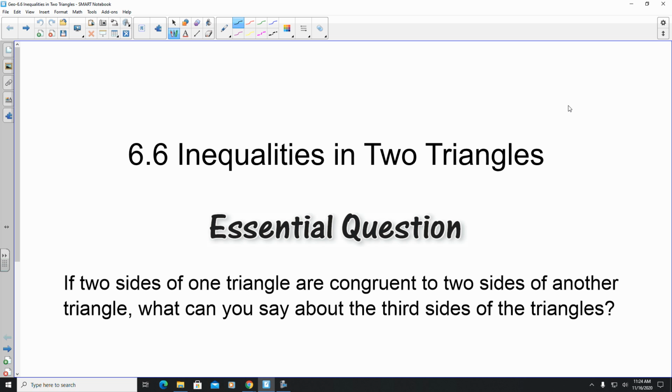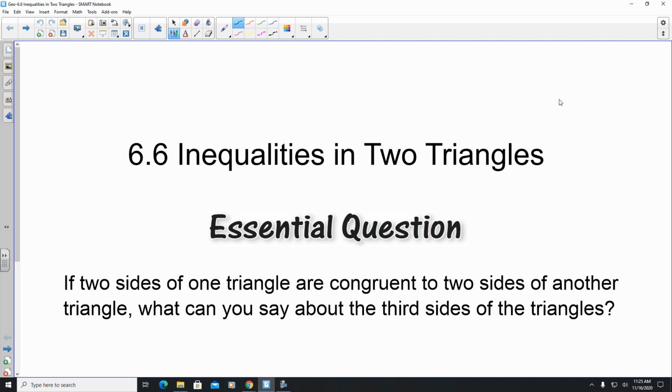Welcome to the video. In this lesson, we're going to be looking at section 6.6, where we're going to be looking at inequalities in two triangles. So the question that they pose to us says, if two sides of one triangle are congruent to two sides of another triangle, what can we say about the third side of the triangles?